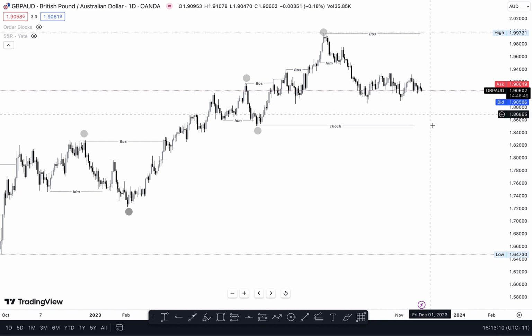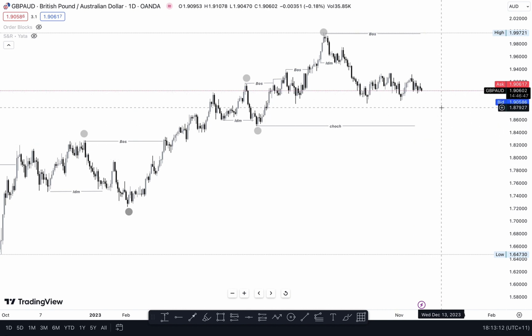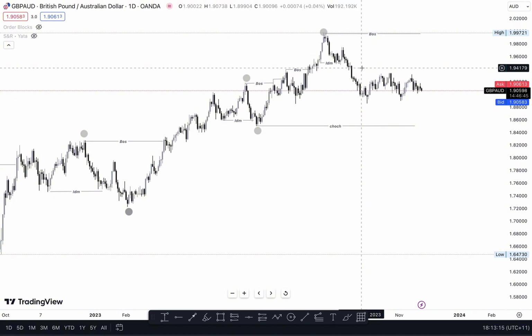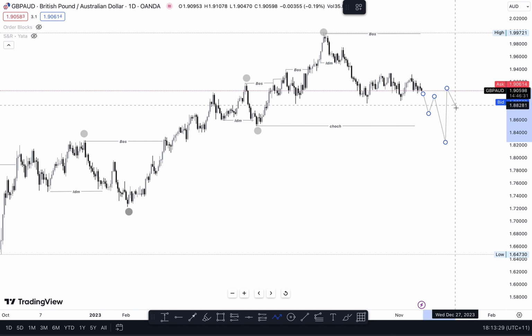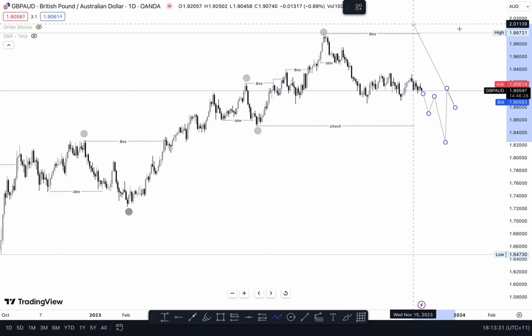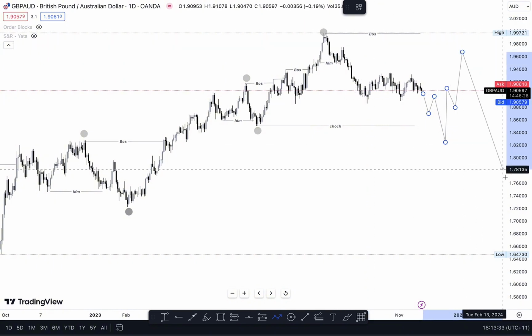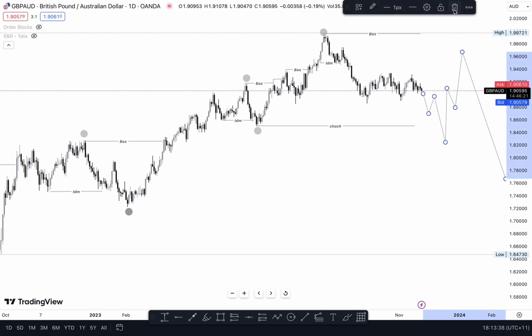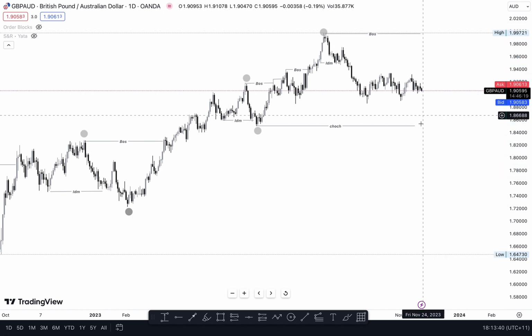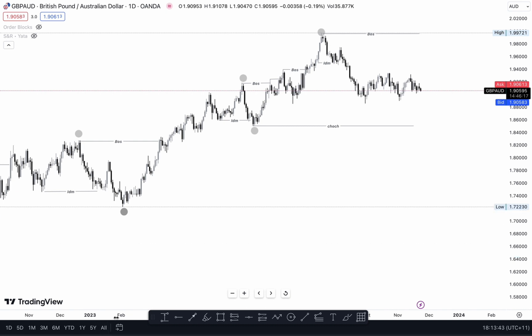Once price breaks here, I'm expecting price to take out inducement around here and tap one of these other blocks and continue selling, something like this. When price breaks out like this, it takes out this inducement as the first pullback, and probably taps on one of these unmitigated order blocks here before it continues its rally to the downside, right?